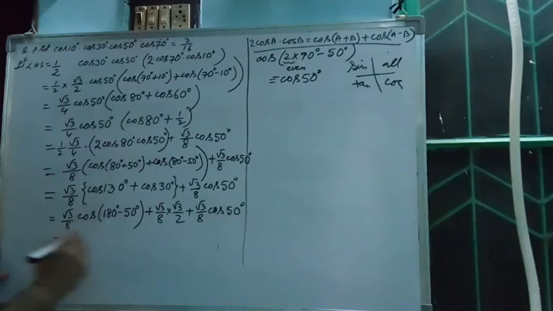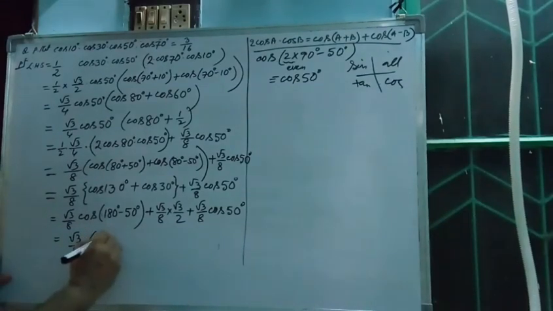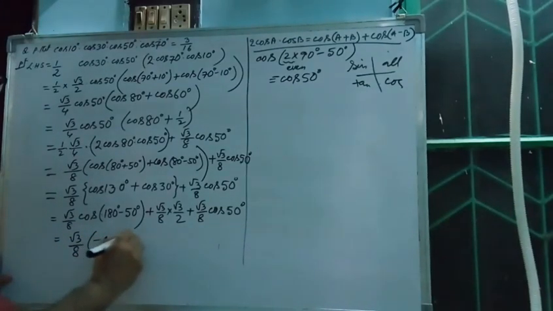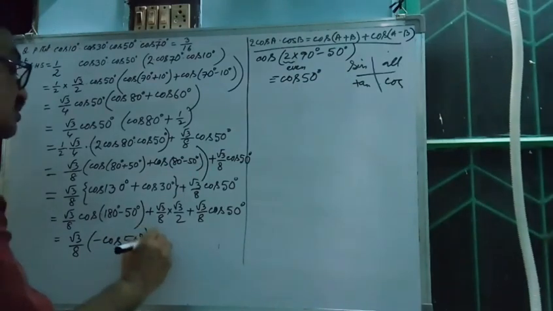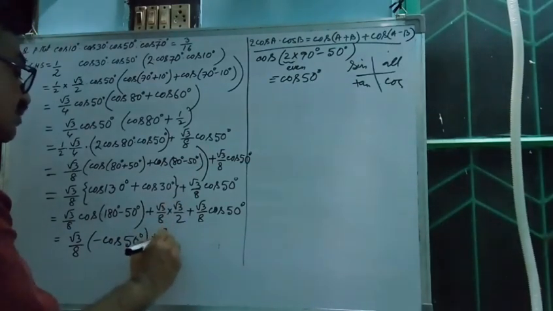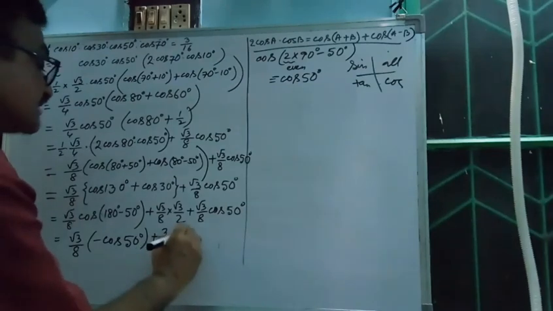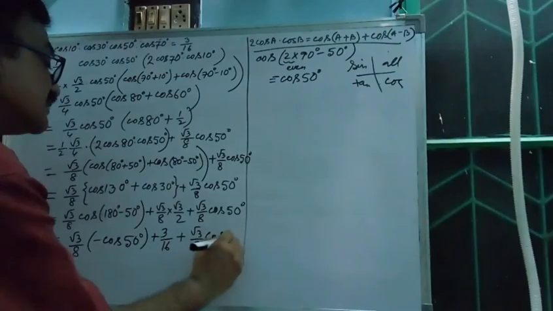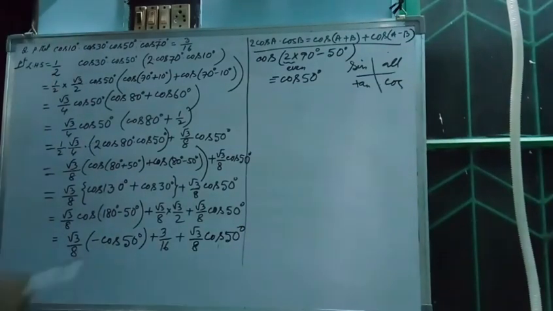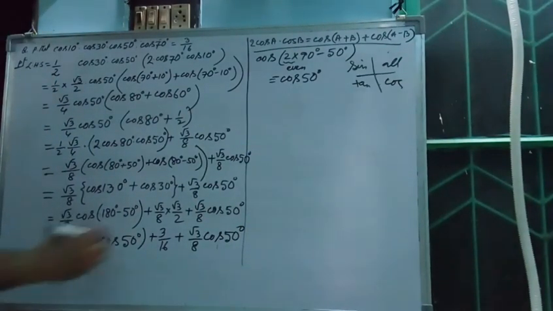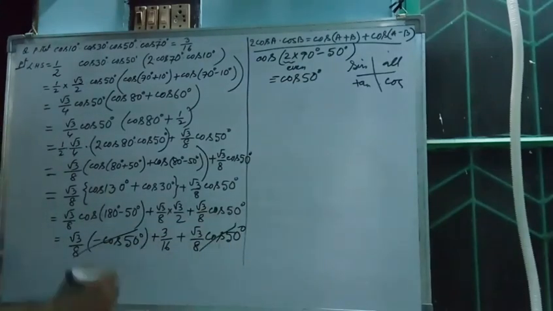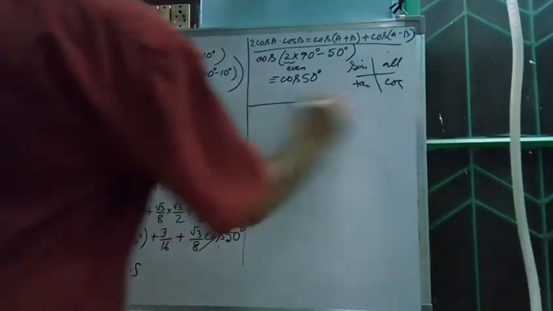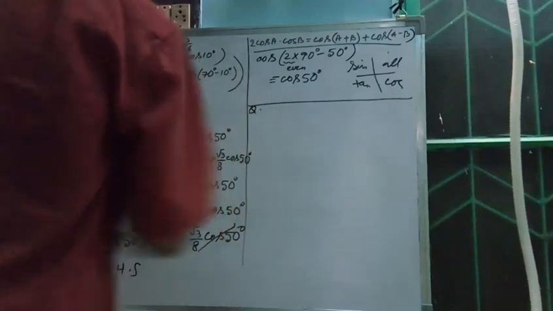So root 3 by 8 into minus cos 50 degree plus root 3 into root 3, 3 over 16, 8 into 2 is 16, plus root 3 by 8 cos 50 degree. See, root 3 by 8 cos 50 degree and minus root 3 by 8 cos 50 degree, these are cancelled. So you got 3 over 16, that is equal to RHS. Next question. One more. Next question.